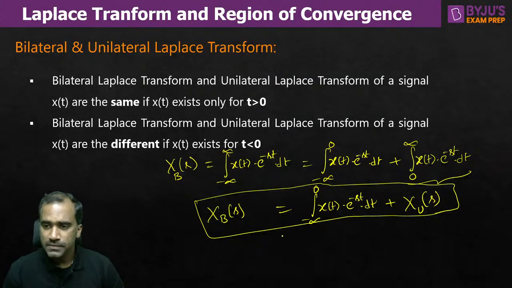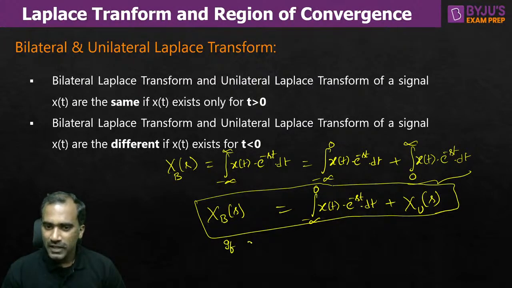Let's try to analyze. U means unilateral Laplace transform, B means bilateral Laplace transform, because we are trying to use both Laplace transforms in a single equation. That's why I'm showing the difference by using B for bilateral Laplace transform and U for unilateral Laplace transform. Right. Under what conditions are these two same?